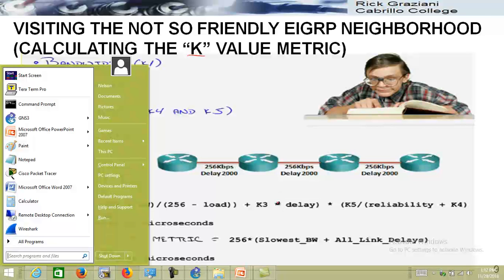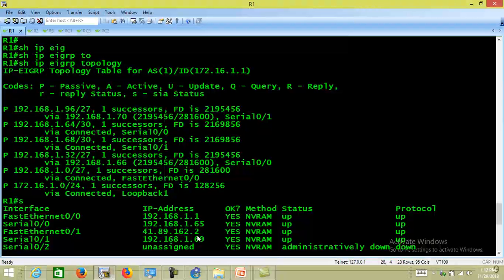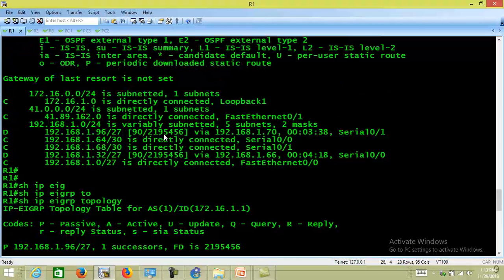So what does EIGRP use to calculate the metric? This number that we are seeing here is the cost. These numbers are the feasible distance, and it is the same one here. For instance, if we take this .96, this is the feasible distance, meaning this is the best route to reach this network. It is the lowest cost.